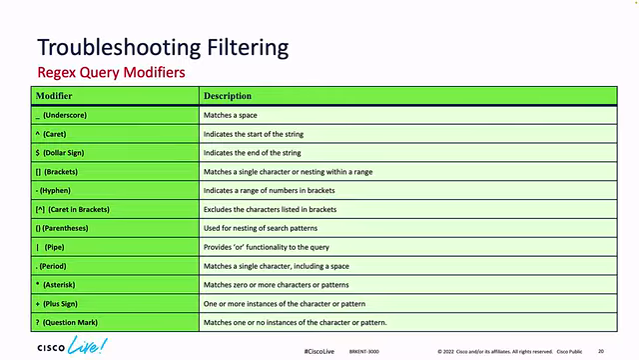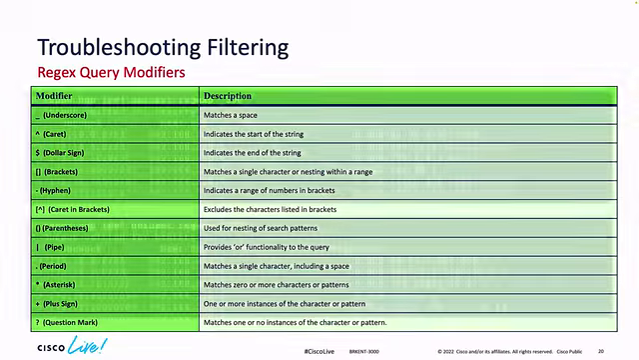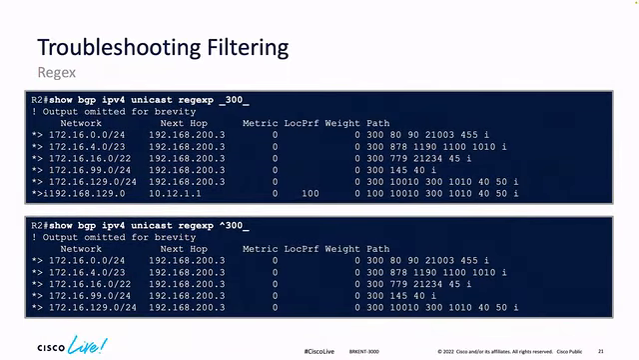So let's just go straight to two examples. I have put more examples in the slides for your reference, but I'm just going to go over two for now. If you see this example, show BGP IPv4 unicast, regular expression underscore 300 underscore, what does that mean? If I were to translate that to English, how would you interpret that?